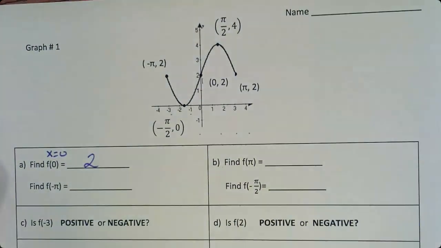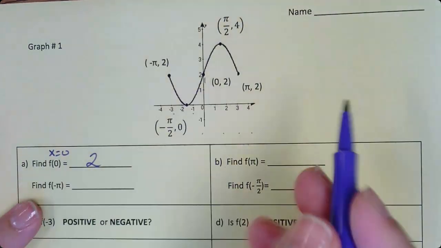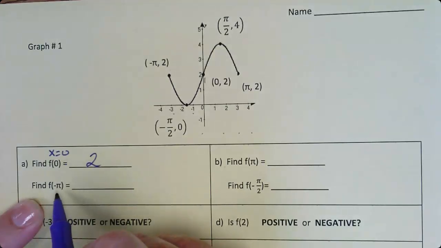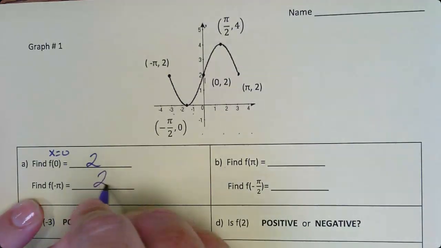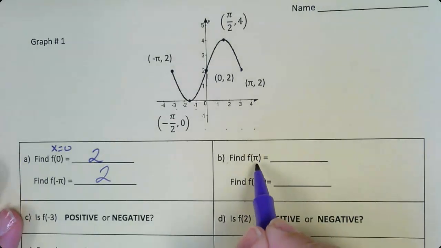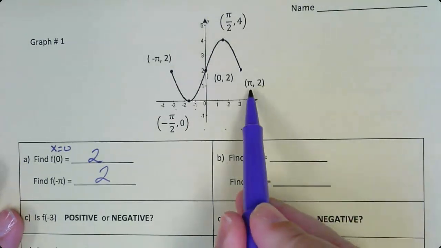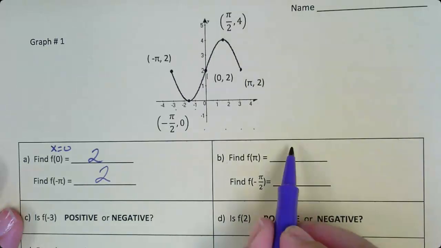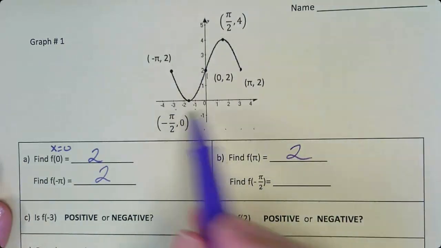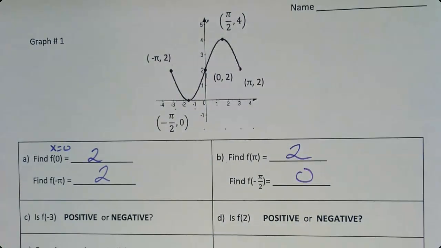They don't bite. So when does x equal negative pi over 2? So right here, negative pi, and the answer is just 2. Not a big deal. If pi, where's pi? So pi equals 2. Negative pi over 2, and it equals 0. That's it.